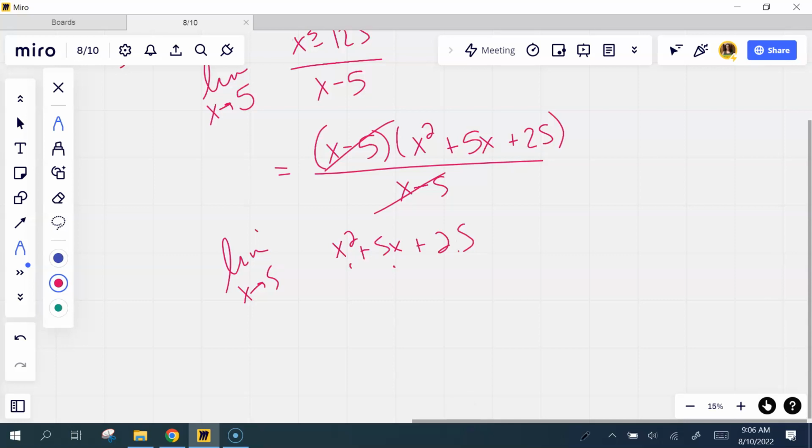25, 25, and 25 is 75. Which you might have had trouble seeing if you were on your calculator. Maybe I'd have to adjust the window some, I'm sure.